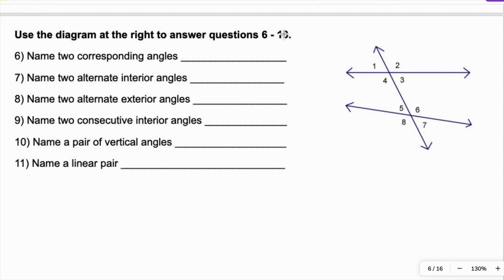Okay. Number 6, using that diagram as well to answer these questions through technically 11. So let's just say 6 through 11. So I'll have to fix that on my paper. Here we go. Two corresponding angles. For this one, I said angle 1 and angle 5. Two alternate interior angles, I said angle 4 and angle 6.